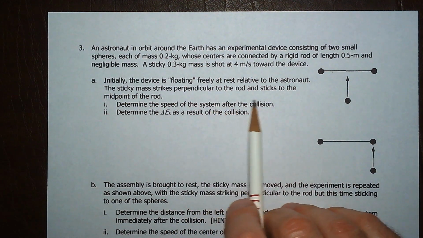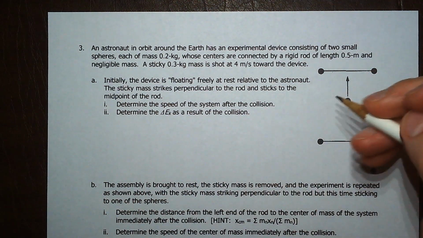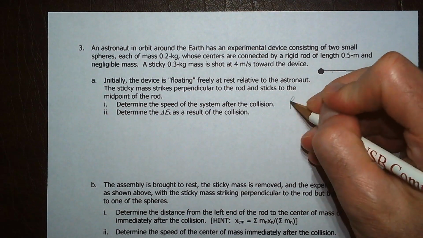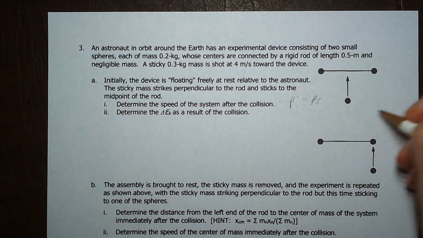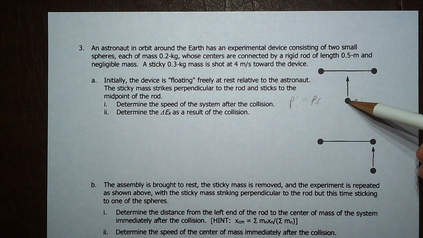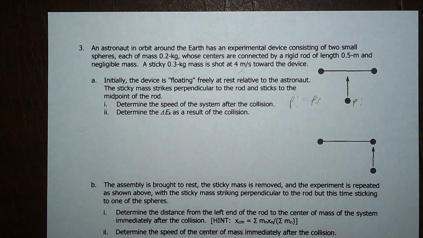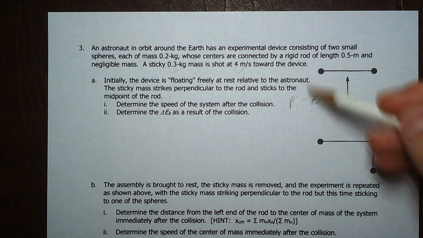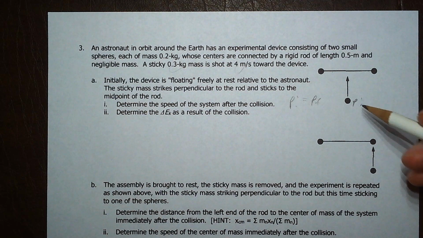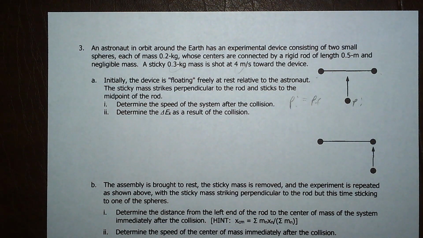Okay, so if I want to figure out the speed here, this could be conservation of momentum. Pi equals Pf. Initially, this has got the Pi. We know what the mass is. We know what the velocity is. And so then afterwards, they're stuck together. And so we know what the total mass is, 0.2, 0.2, 0.3. And you could figure out what that new speed is then.